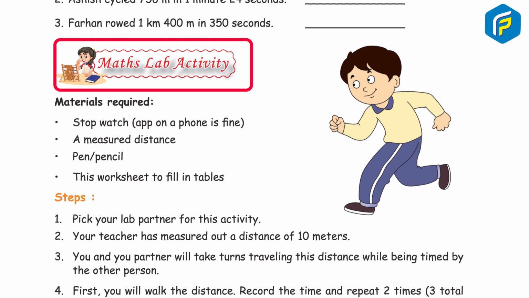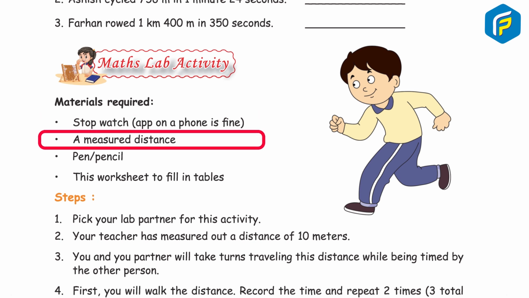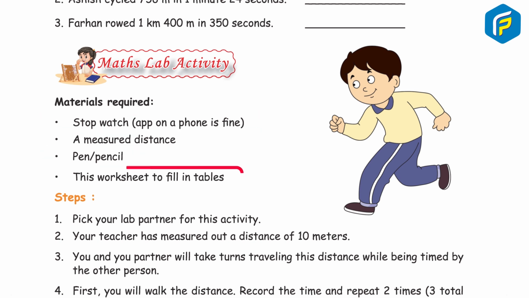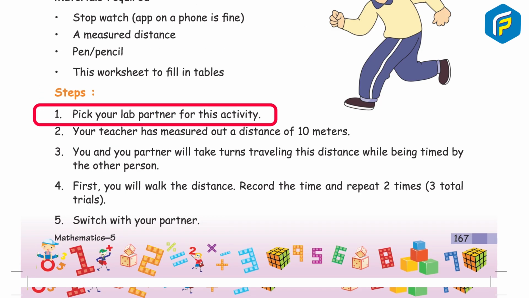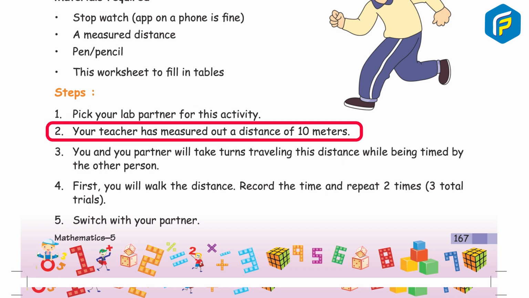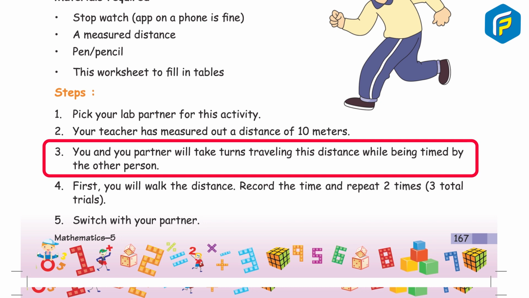Maths lab activity. Materials required: stopwatch app on a phone is fine, a measured distance, pen, pencil, and this worksheet to fill in tables. Steps. 1. Pick your lab partner for this activity. 2. Your teacher has measured out a distance of 10 meters. 3. You and your partner will take turns traveling this distance while being timed by the other person.